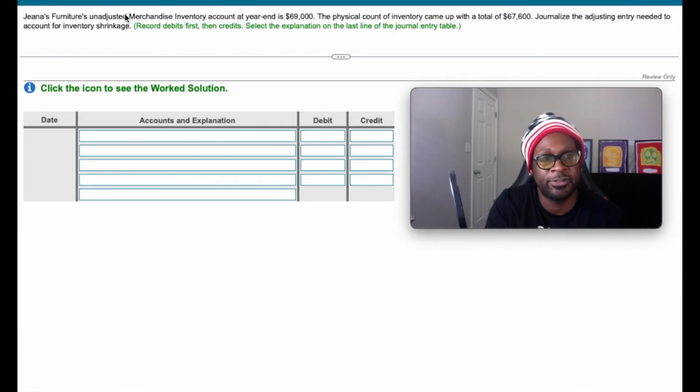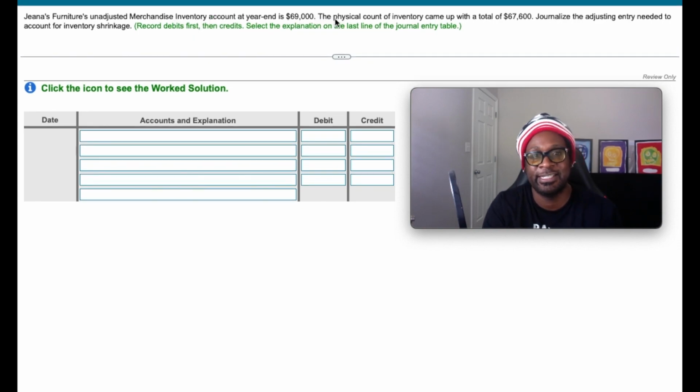So, Jenna's Furniture adjusted the merchandise inventory account at year end for $69,000. The physical count of inventory came up with a total of $67,600. Journalize the adjusting entry needed for the shrinkage. So, this is an easy problem, gang. We are just making a journal entry for shrinkage.